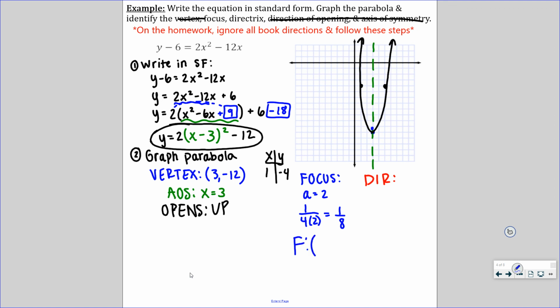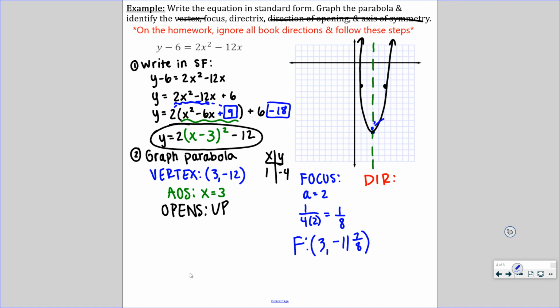Okay. So the focus, what's the x coordinate of the focus since it's always on the axis of symmetry? 3. Okay, folks. So the vertex is located at -12, plus an 1/8. And this you can write as a mixed number if you want. -11 7/8. That would be -12 plus an 1/8. With me? Okay, everybody go ahead.